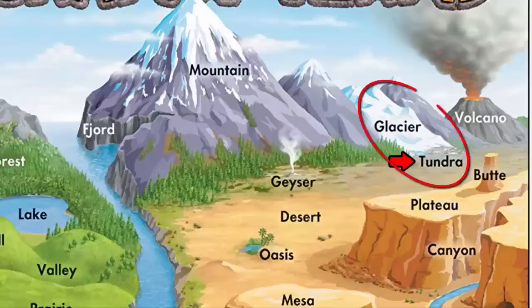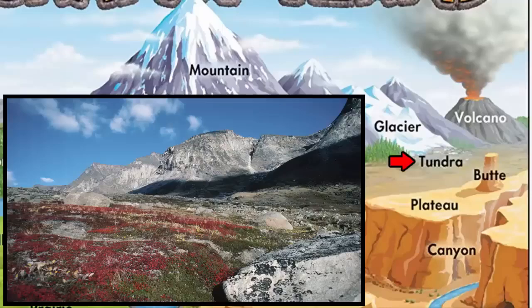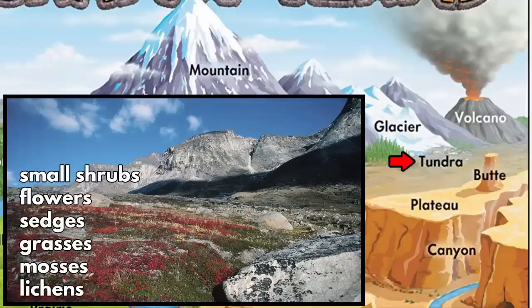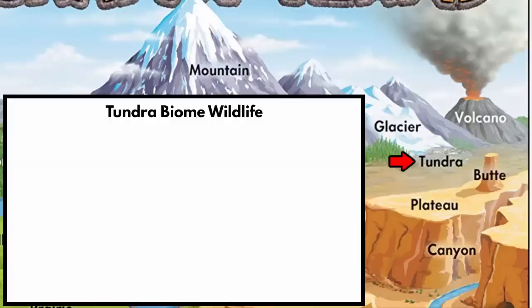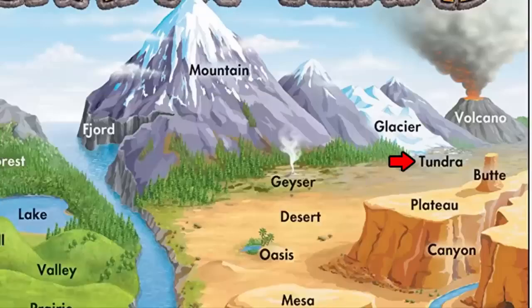In this picture you can see this region being located just at the bottom of snow-capped mountains or glaciers. This is called the Alpine Tundra region. The word alpine means mountain. In this ecosystem, you will rarely find trees. Mostly you will find small shrubs, flowers, sedges, grasses, mosses and lichens. The wildlife in this region consists of musk ox, yaks, mountain goats, snowy owls, Arctic foxes, polar bears, etc. The climate of this region is mostly dry and cold.